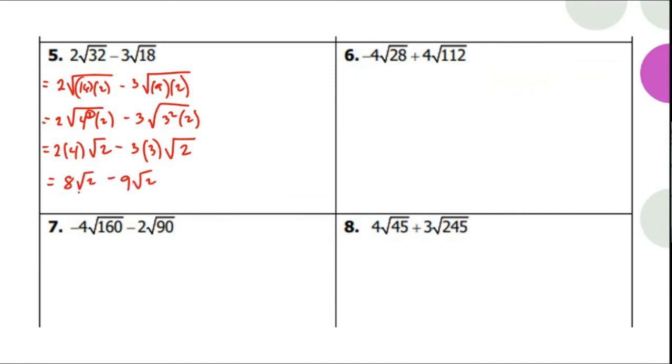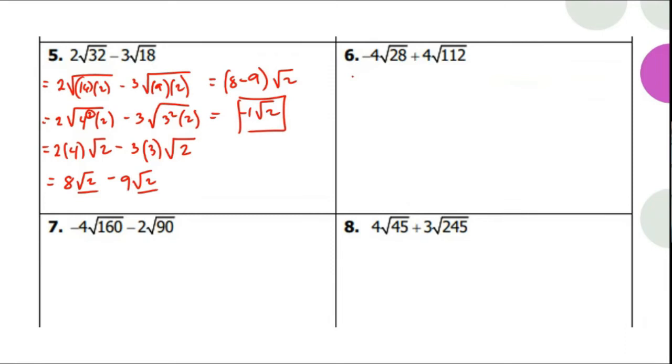So in this case, the square root of 2 is the similar radical for the two terms. So we can now combine 8 minus 9, quantity square root of 2. So the answer will be negative 1 square root of 2. 8 minus 9 is negative 1 times square root of 2. So the answer is negative 1 square root of 2.